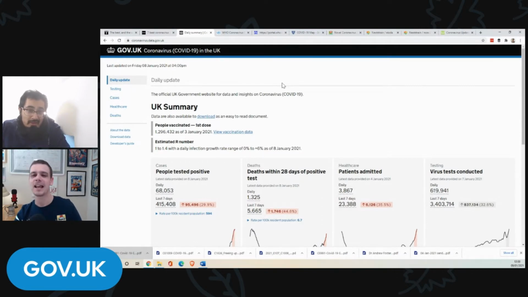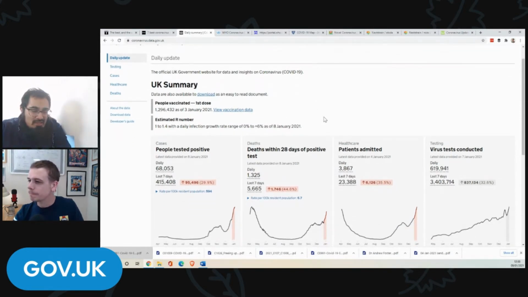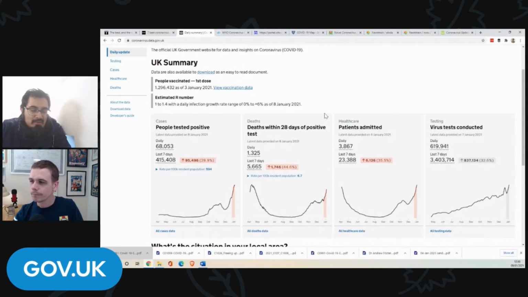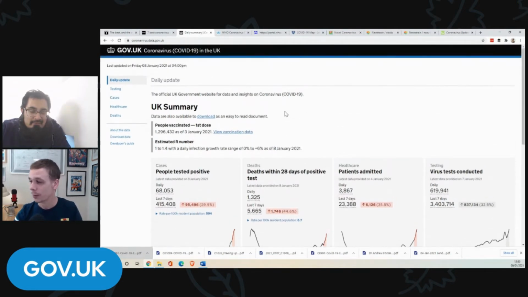So, shall we have a look at this one? This is our country's data, gov.uk, and it's quite interesting, isn't it? Because it gives you quite a reasonable amount of depth on various different things. Talk us through it, Andy.